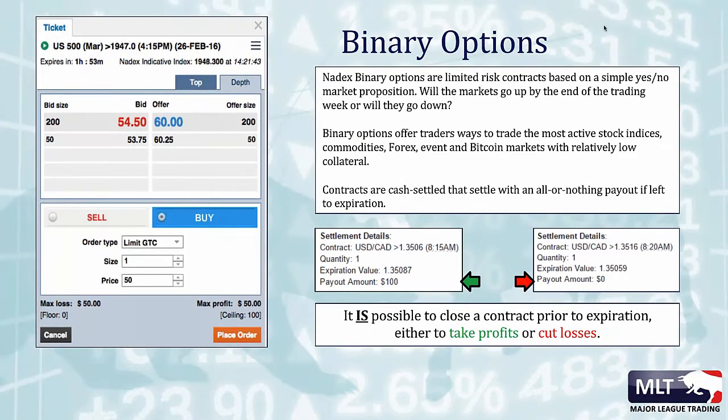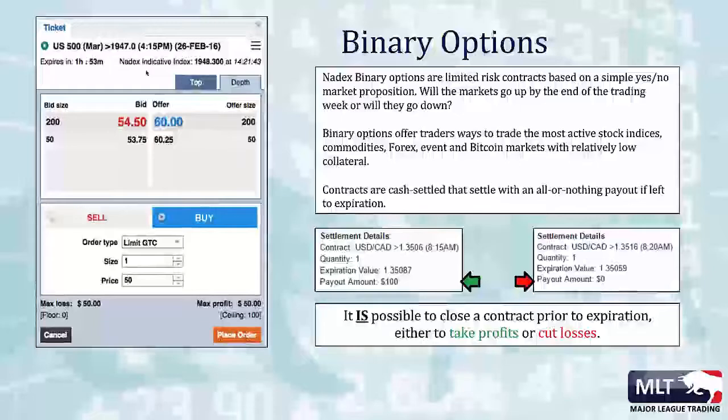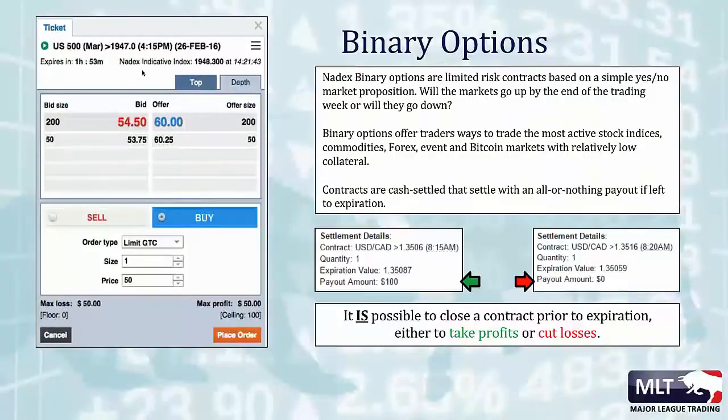So on the left-hand side, this is a Nadex binary options order ticket. This is actually where you are going to go ahead and place your orders. In this specific case, the strike price, which you get to decide as the trader if we're going to be above or below, is 1947. The index is trading 1948.3.